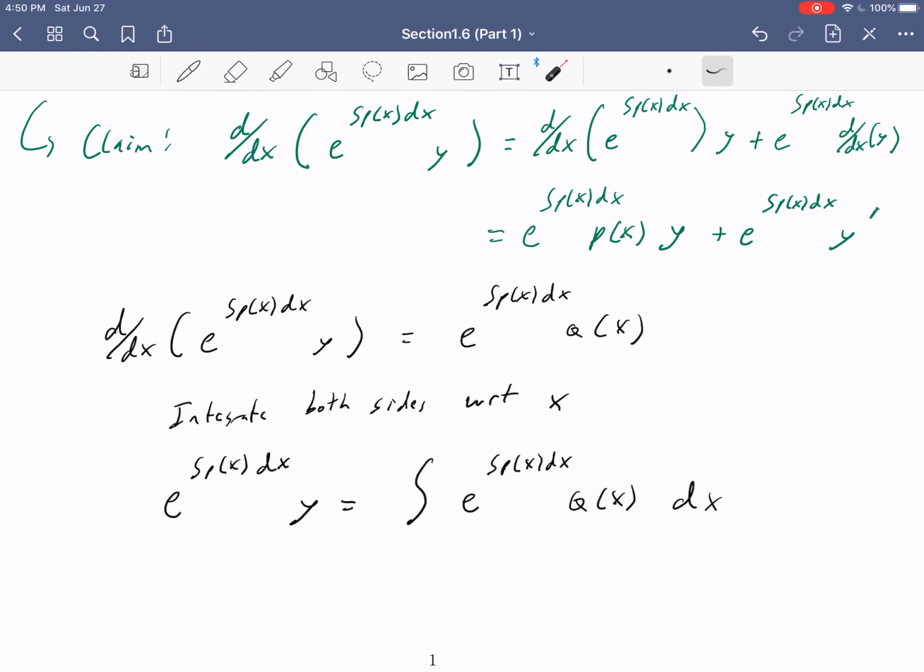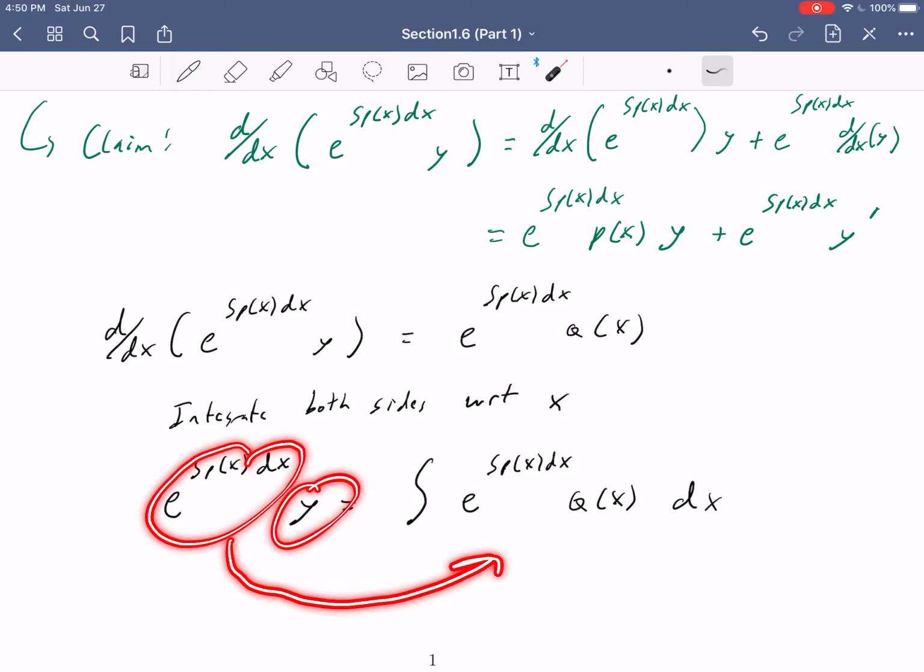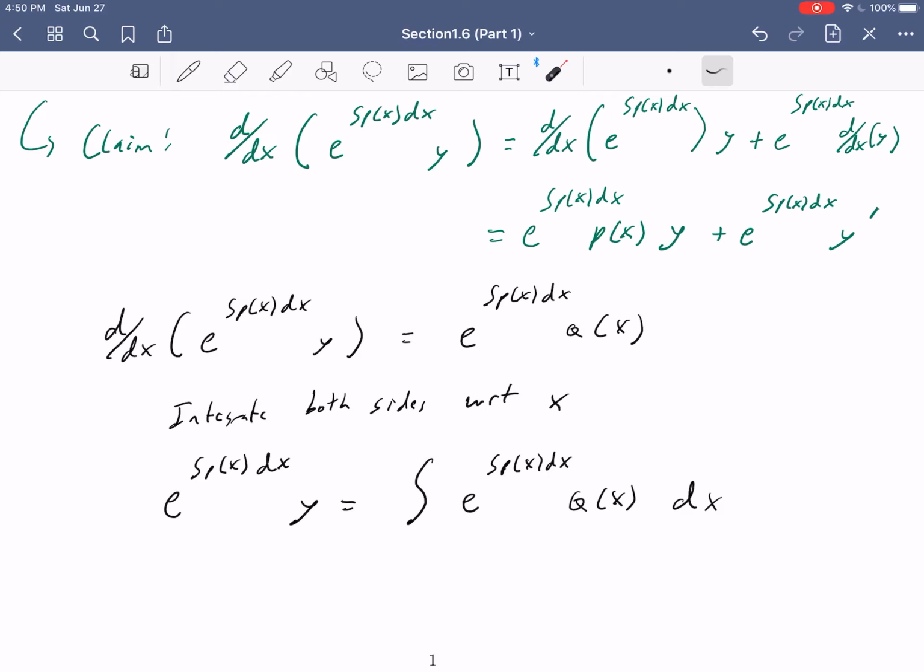Now, in your book, they go a step further and show how you can divide this over and actually get an expression just for y. I'm not particularly interested in that because I don't like a really messy general formula. Instead, what I want you guys to really see here is that this gives us an approach for solving any sort of first-order linear differential equation.